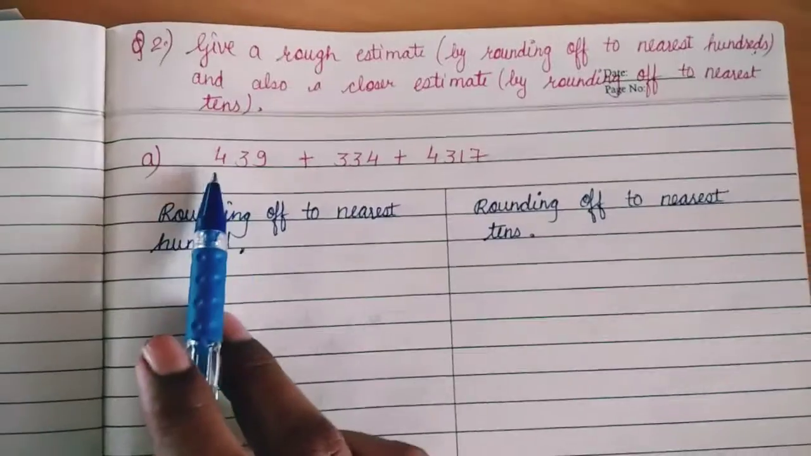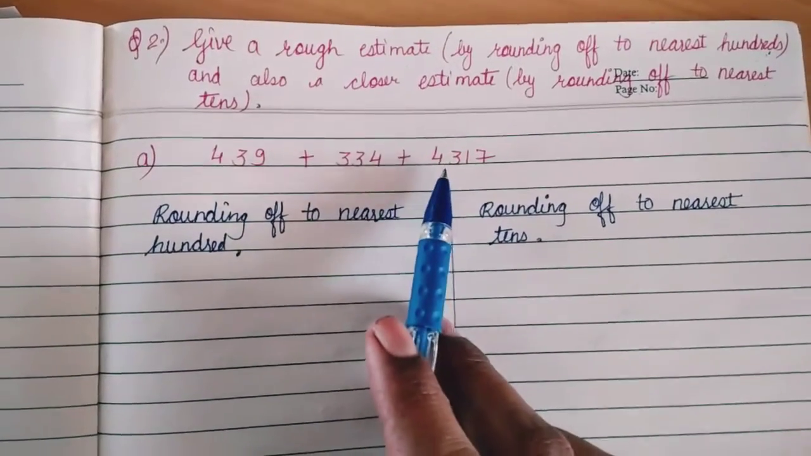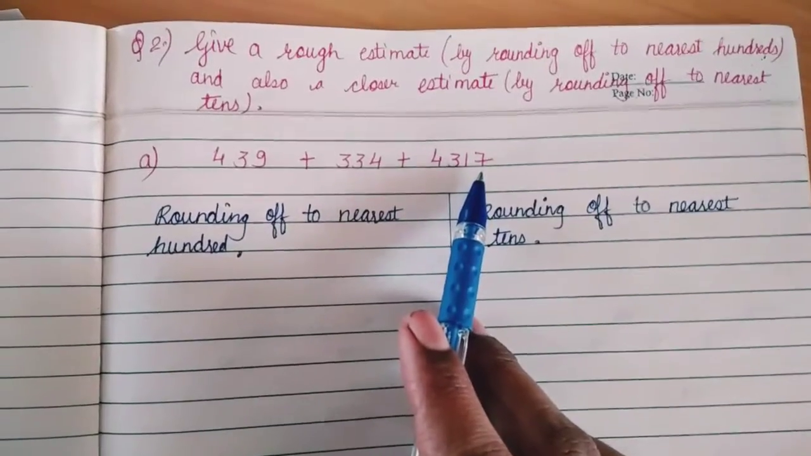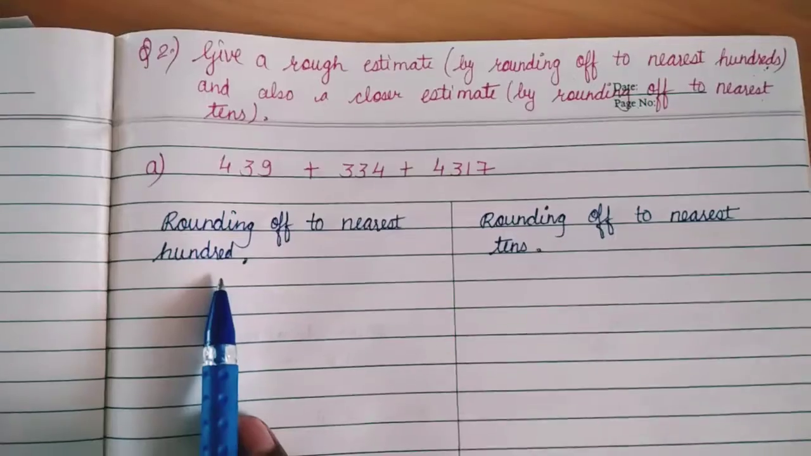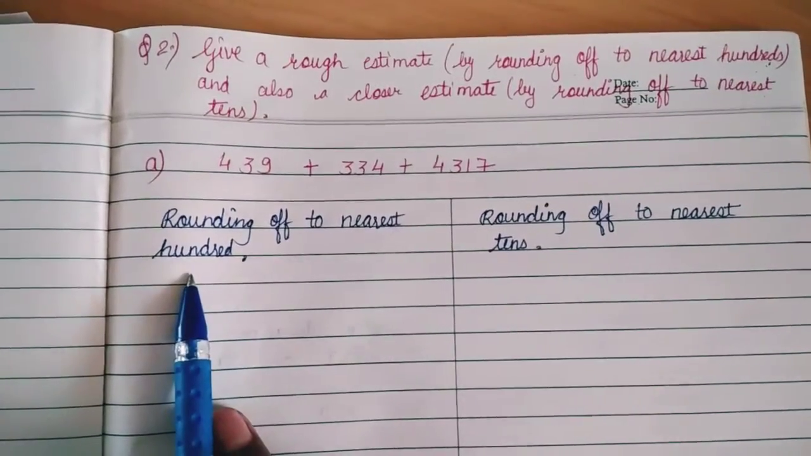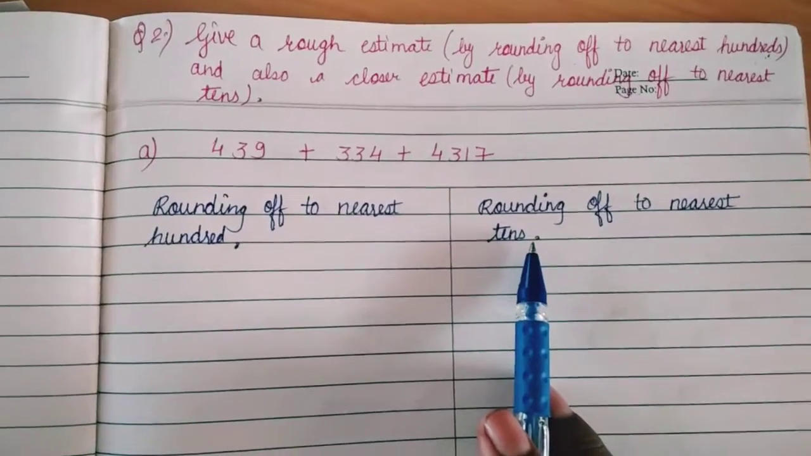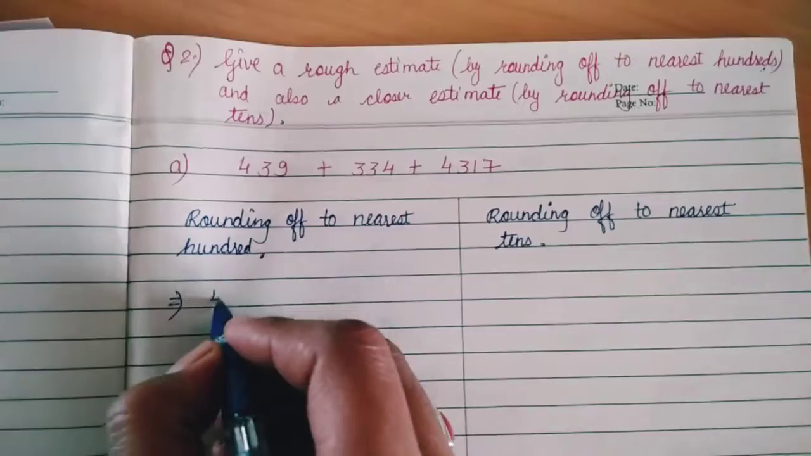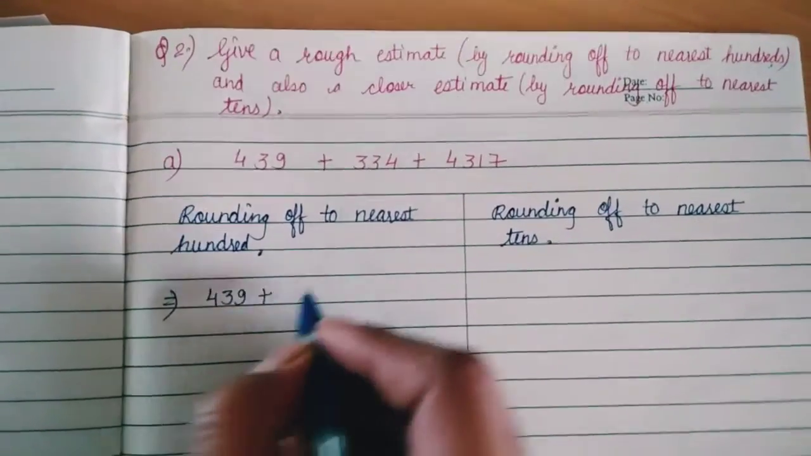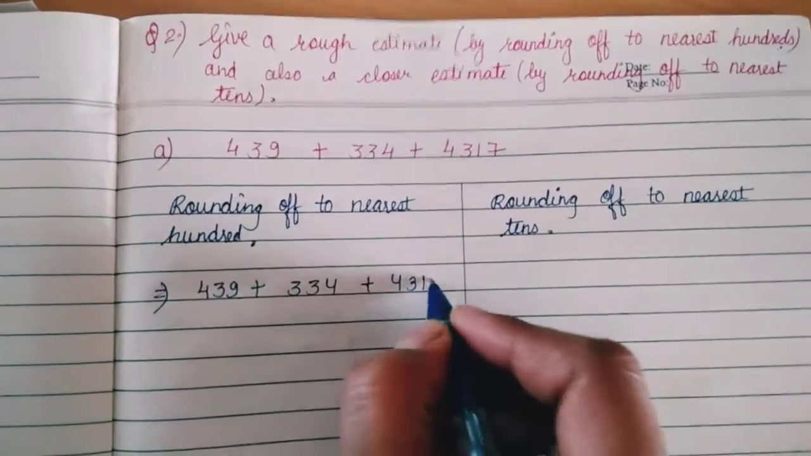The first one is 439 plus 334 plus 4317. We have to do the solution 2 times. One time we estimate according to the 100 place, and next time according to the tens place. So what is given in the question? We have 439 plus 334 plus 4317.